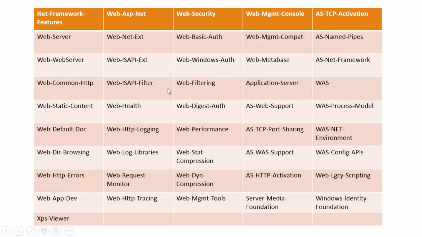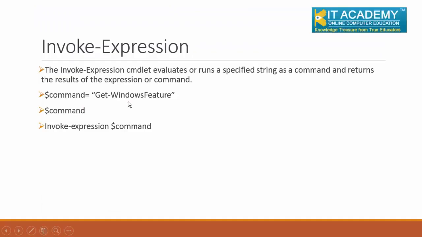But for all this to happen, we need to use a very special commandlet in PowerShell called Invoke-Expression, which helps us to execute a string that has a PowerShell script command. I'm going to copy all these feature names and put them into an array in my script pretty shortly. But before we get into the coding, let's try to understand what exactly Invoke-Expression is doing.